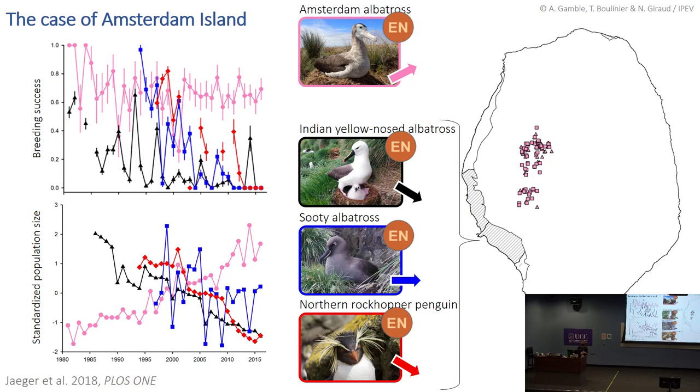For yellow-nosed albatross, we have two-thirds of the world population on the island. So if it goes extinct, that would be a global issue. For the northern rockhopper penguin, as you may know, it's a quite small population with only 5 islands harboring the species worldwide, so also lots of concern there.